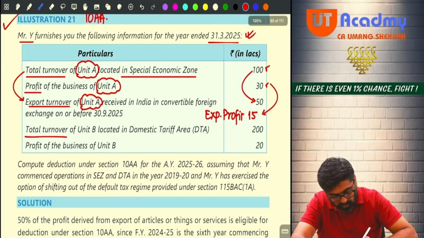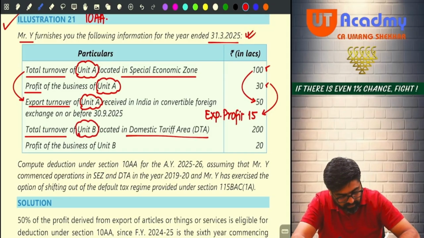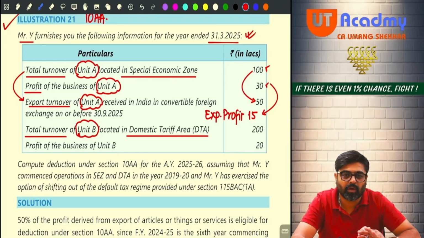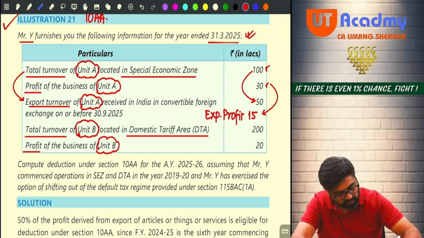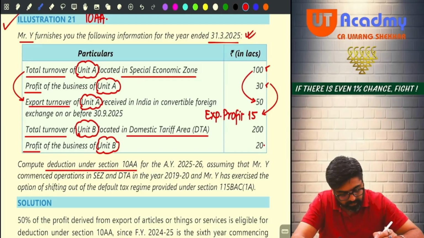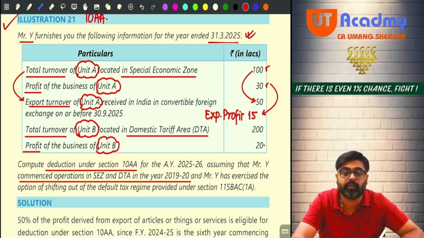Total turnover of unit B, which is located in domestic tariff area. This is not his SEZ business. This is a business located in normal area, domestic area. The total profit of unit B is 20. Compute the deduction under section 10AA for the assessment year 25-26, assuming that Mr. Y commenced operations in SEZ and DTA in the year 19-20.